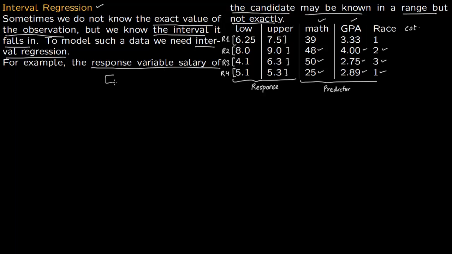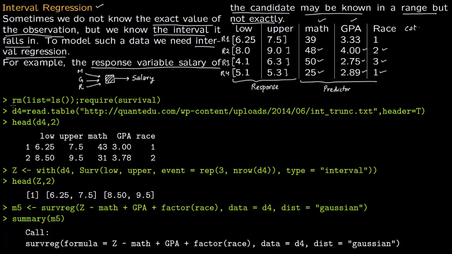So you need a model in which your output is the salary of, say, a student passing from a university, and your input is math score, GPA and race of the student. The output you get is salary, but your observation is an interval. Your observation is not one particular value, it is an interval. So for such a model you need interval regression. So we do this in R.